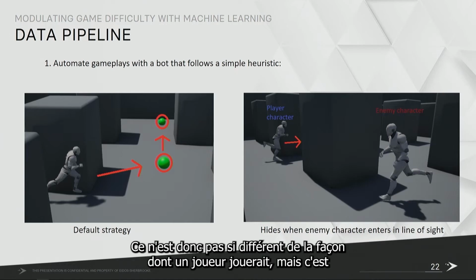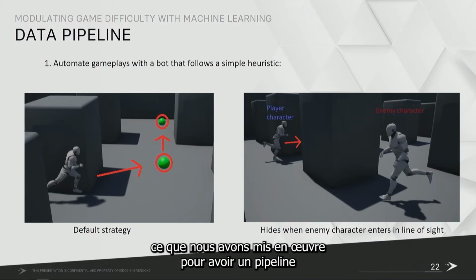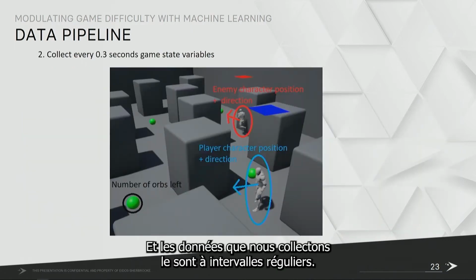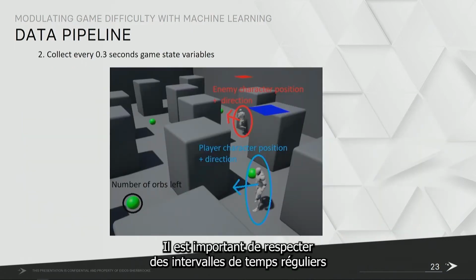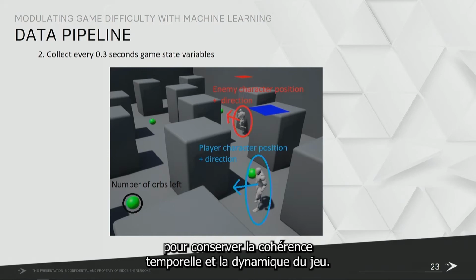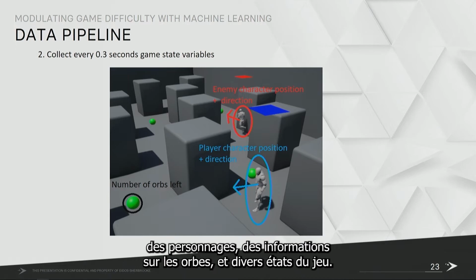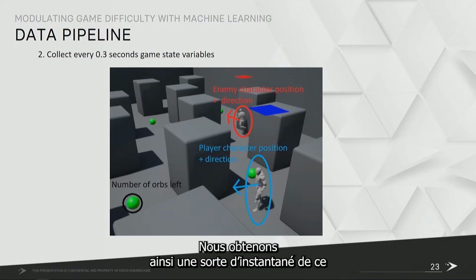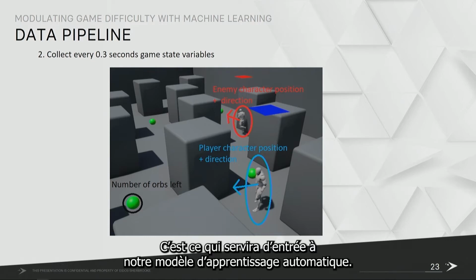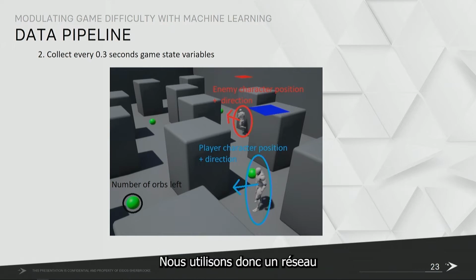So it's not so different from how a player would play, but it's what we implemented to have an automated data collection pipeline. And the data that we collect is at regular time intervals. It's important that you keep regular time intervals to keep the temporal coherence of the game and of the dynamic of the game. We collect information such as the positions, the directions of the characters, information about the orbs, and various such game state considerations. So we get kind of a snapshot of what the game looks like at this moment. And this is what will go as inputs to our machine learning model.